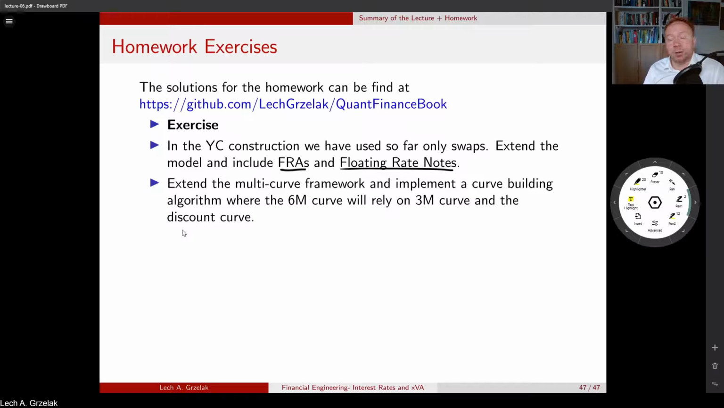I hope this lecture was insightful and you have learned a lot. And of course, I would like to invite you to the next lecture where we will further expand our knowledge on pricing of swaptions. We will use building of curves in more applications, and also we will link that to implied volatilities in the interest rate world. See you next time.